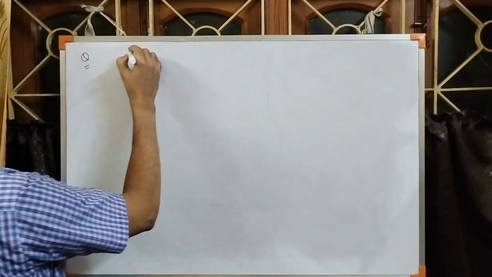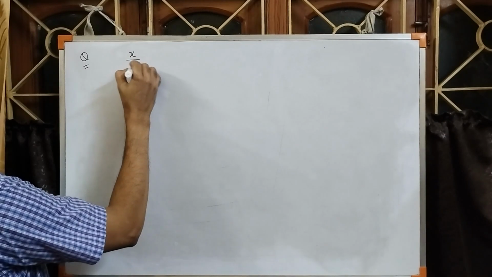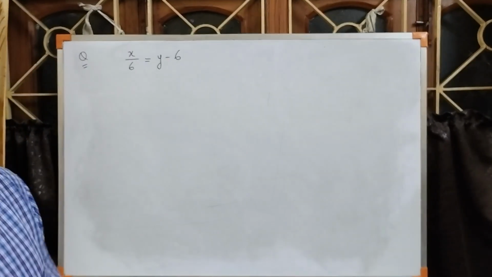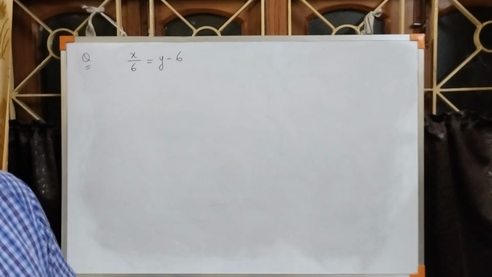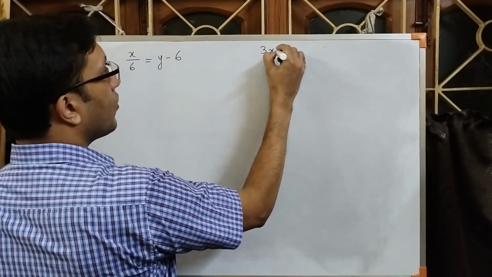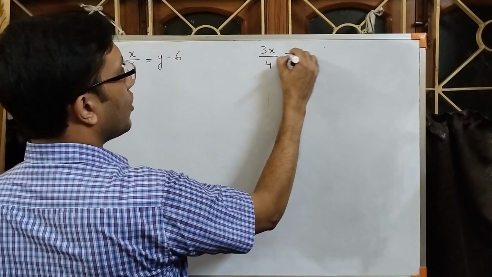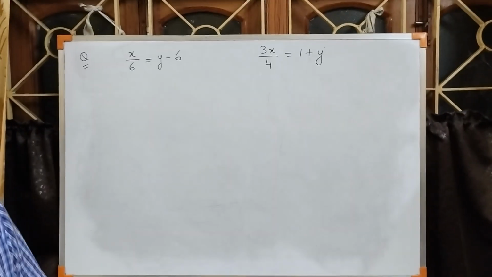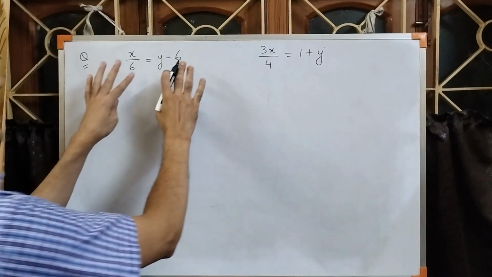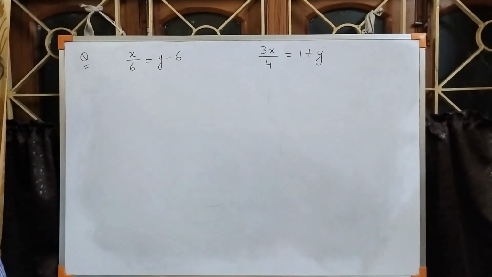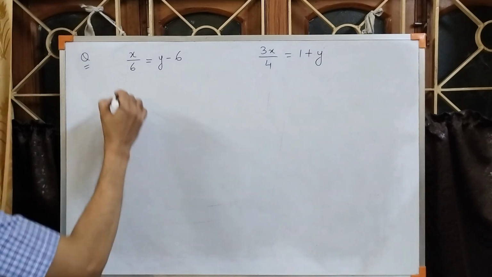It is given x by 6 is equal to y minus 6. This is our first equation. And the second equation is given 3x by 4 is equal to 1 plus y. So first let us try to convert both these equations from fractional form to a single straight line form.